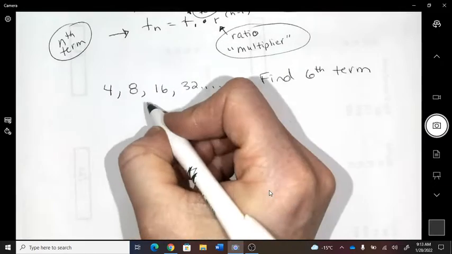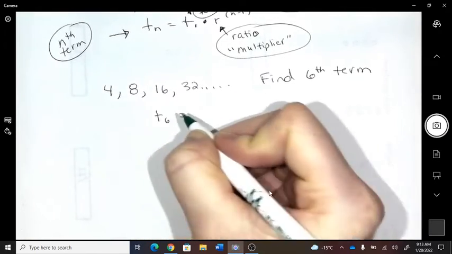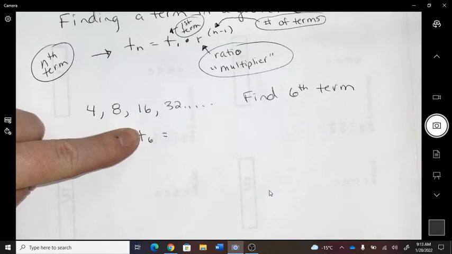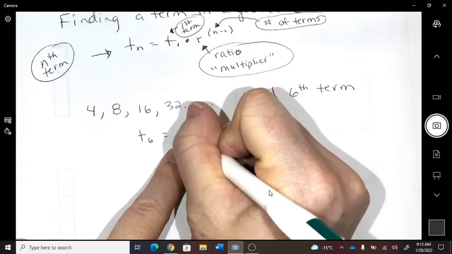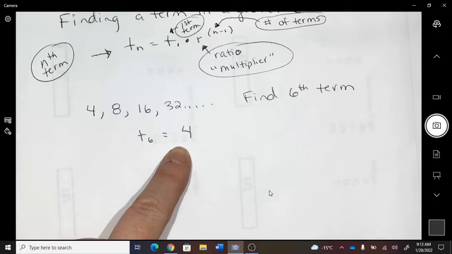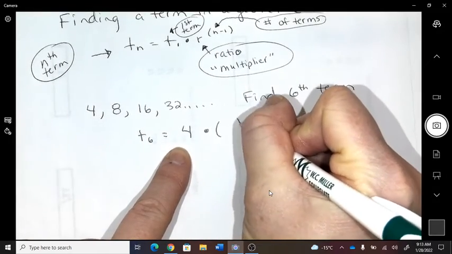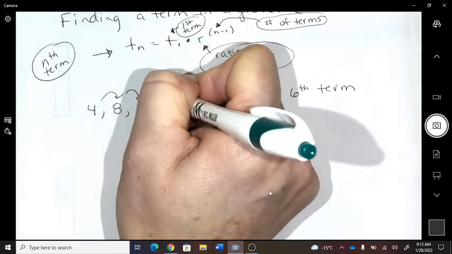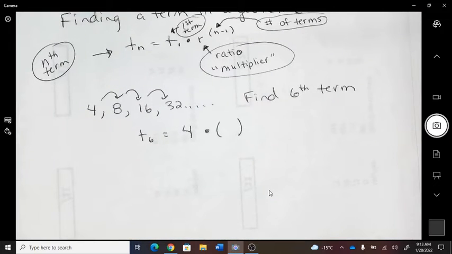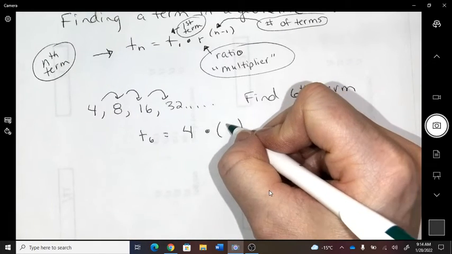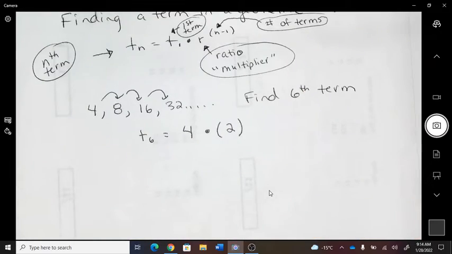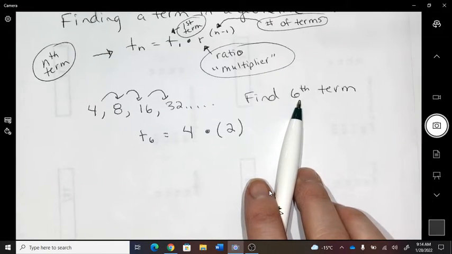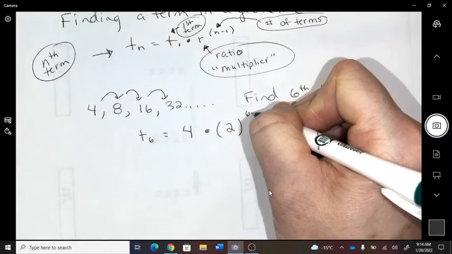So let's see how we get it. So term 6, okay, filling into my formula, term 6 is what I'm finding, equals term 1, so that's a 4, times the R. So what is the ratio? What's the multiplier in my sequence? What's going on there? What am I doing every time? What am I multiplying by? 2. The n, so that's 6 because that's how many terms I got to get to. 6 minus 1.